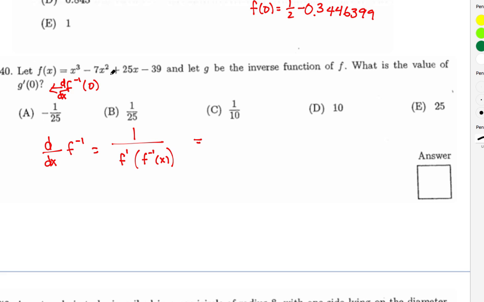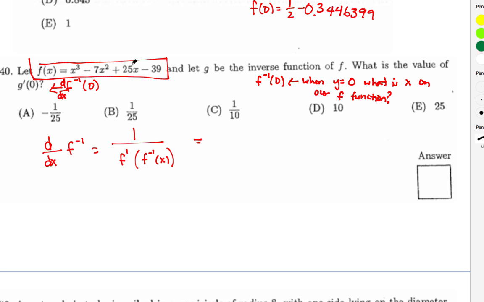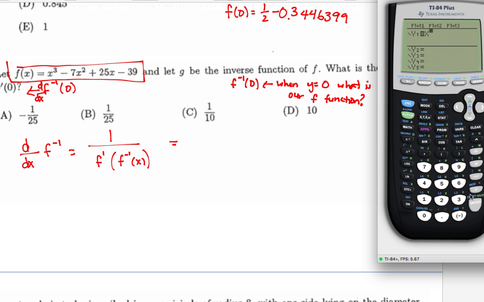What is f inverse of 0? If they give us f of x, f inverse of 0 means when y equals 0, what is x on our f function, right? So go ahead and use your calculator to figure that out. So in y1, I'm going to put that function x cubed minus 7x squared plus 25x minus 39. And then we need to graph it and find the zeros.